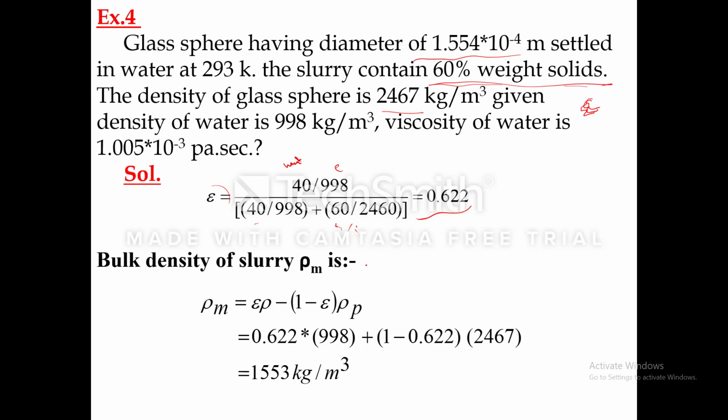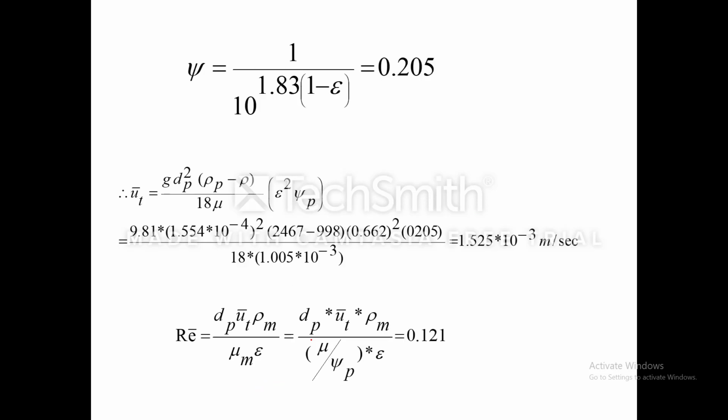Bulk density of slurry, rho m, we compute from this equation: rho m equals porosity times rho minus (1 minus porosity) times rho p. We have computed porosity, so we get rho m of 1553 kilograms per cubic meter. Then we compute psi from this relation. Then we compute UT from this relation also. We get 1.2525 multiplied by 10 to the power minus 3 meters per second. And for a check, I will compute Reynolds number. Also, I found this is near Stokes law.